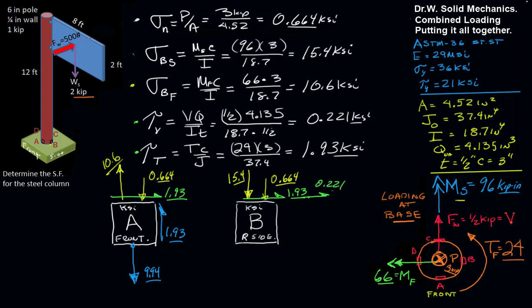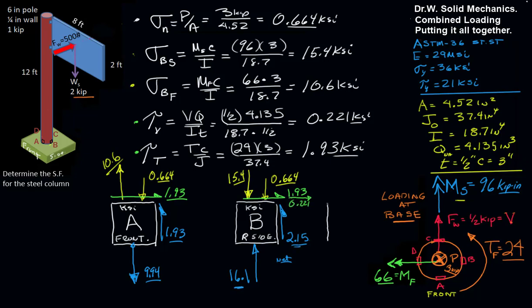And our resultant values will be 16.1 in compression here, and a shear upward here of 2.15 KSIs, and that's our net values associated with that. And so far, those are the peaks that we've seen, so I'd be concerned about element B.